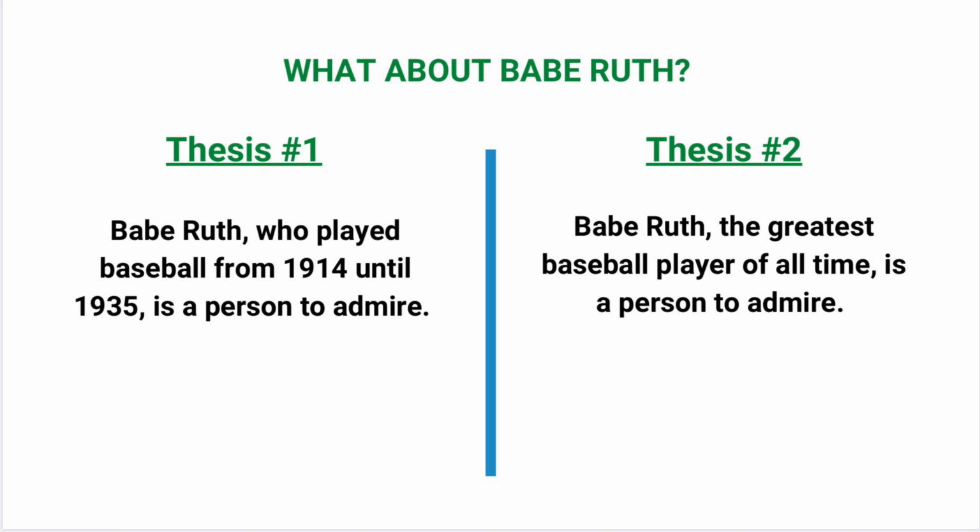The first one is, Babe Ruth, who played baseball from 1914 until 1935, is a person to admire, versus Babe Ruth, the greatest baseball player of all time, is a person to admire. Now, you'll have about 20 seconds to think about it, but feel free to pause if you want some more time.